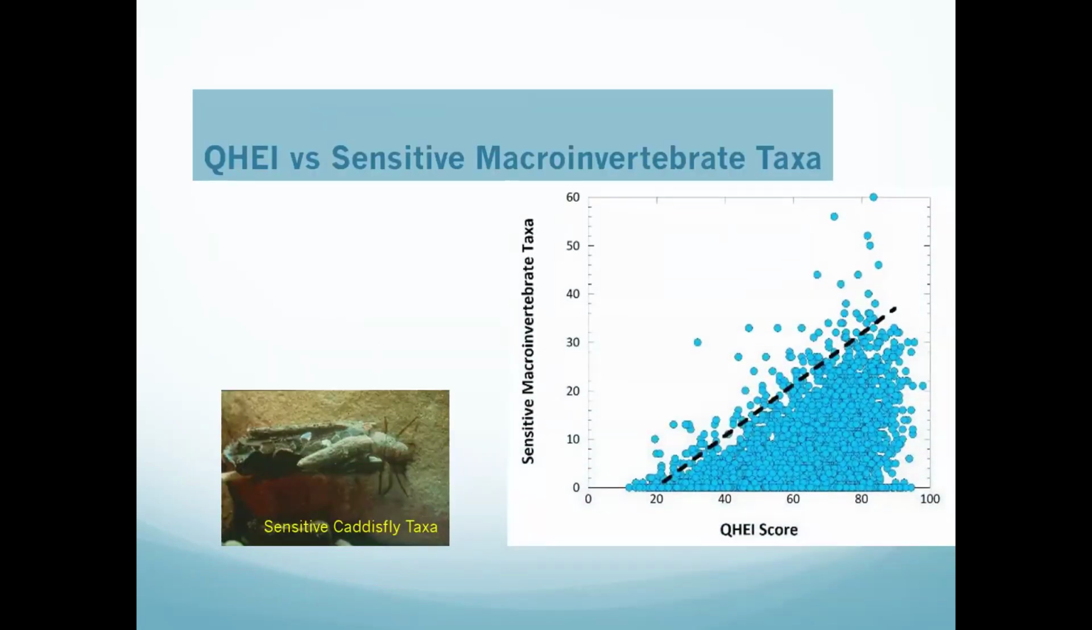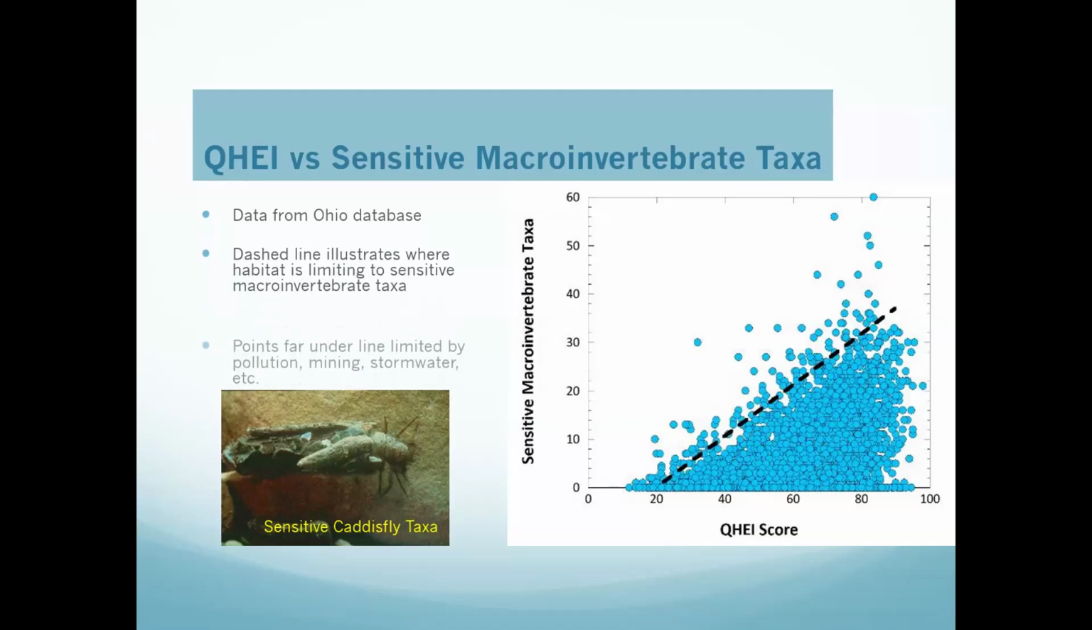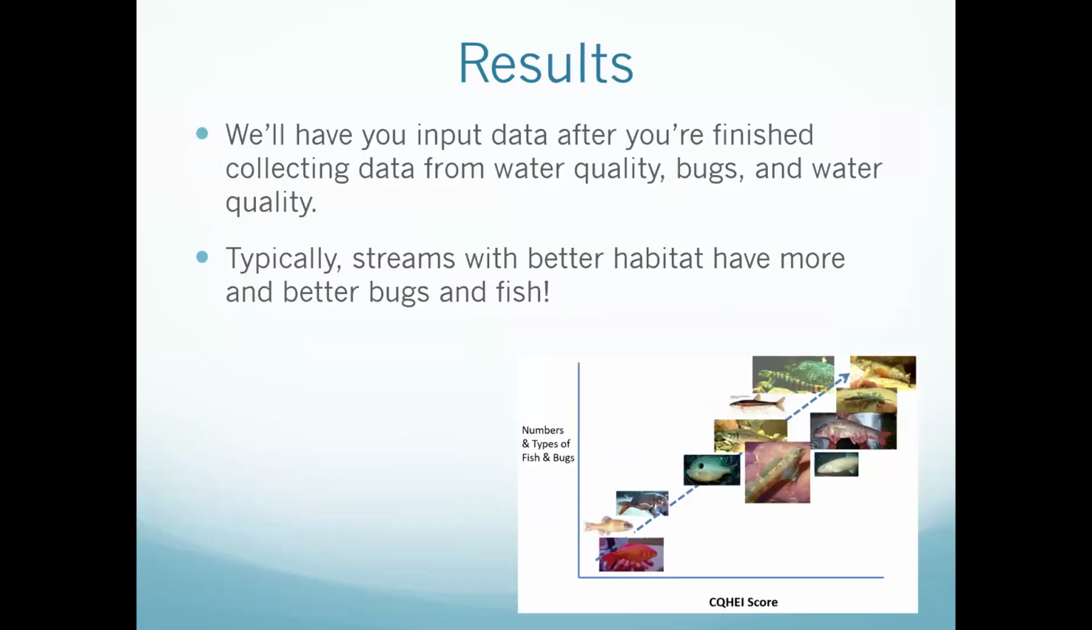And then we see the same relationship with cQHEI score being related to sensitive macroinvertebrate taxa. Such as this cute little caddisfly in its leaf case. Yep. So kind of similar relationship there.